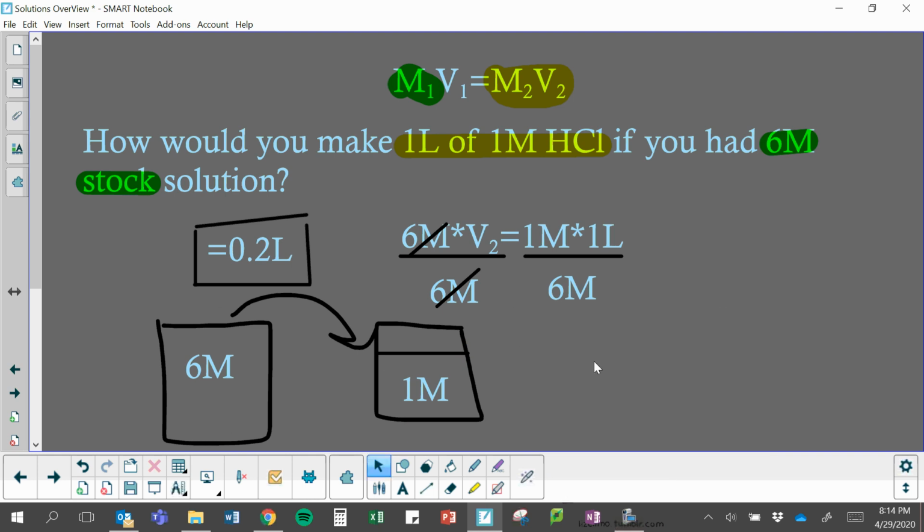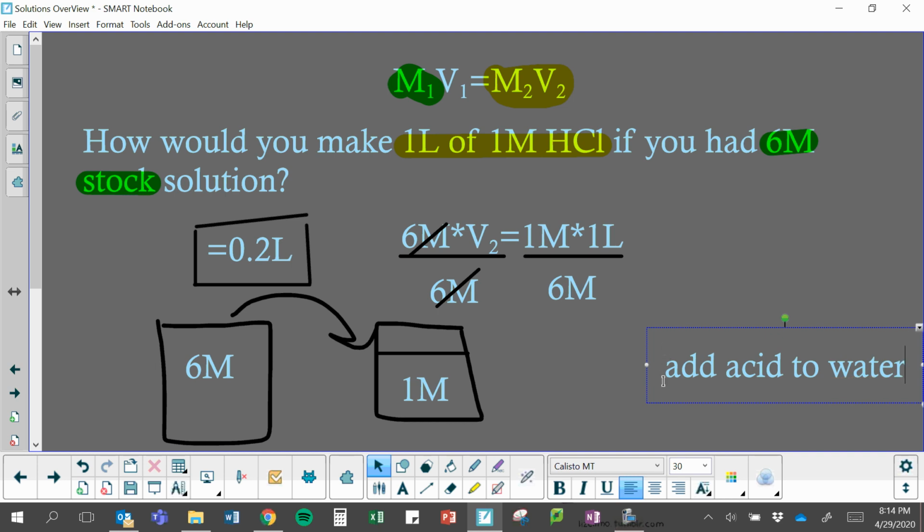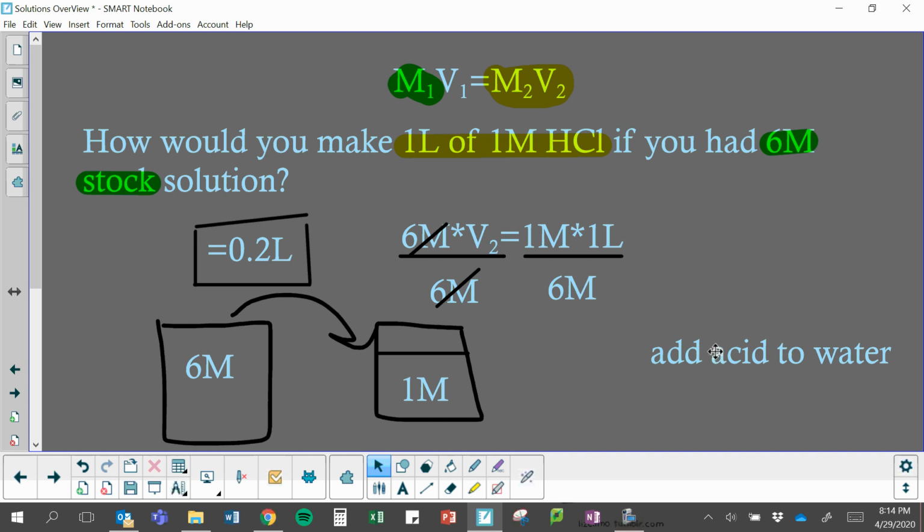One thing, for safety, because this is dealing with hydrochloric acid: when you are making solutions with acid, you always add acid to your water. So A for add, A for acid. You add acid to the water. You don't add water to the acid.